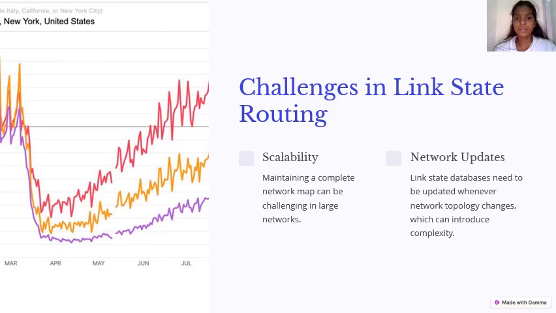Challenges in link state routing. First is scalability and the next is network updates. Maintaining a complete network map can be challenging in large networks. Network updates: the link state database needs to be updated whenever the network topology changes, which can introduce complexity. These are the challenges in link state routing.